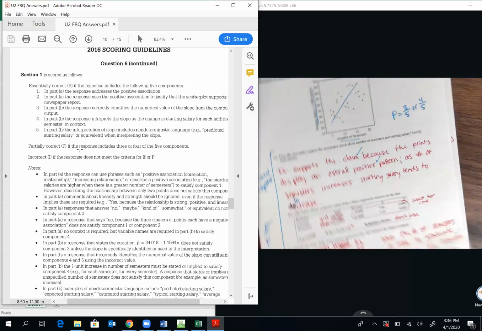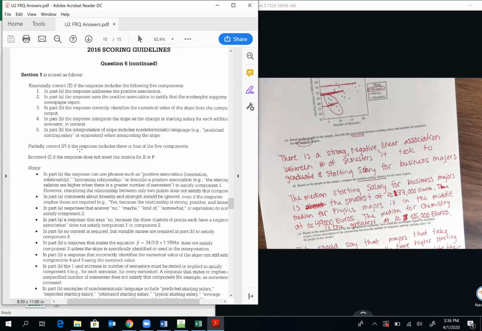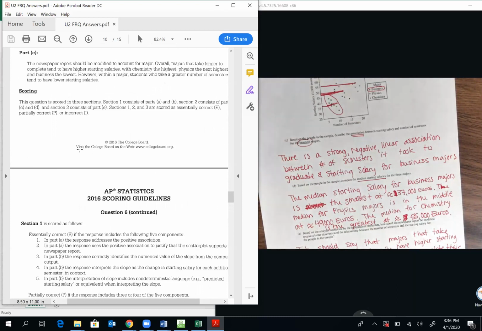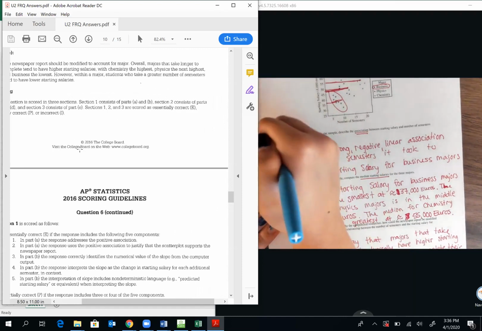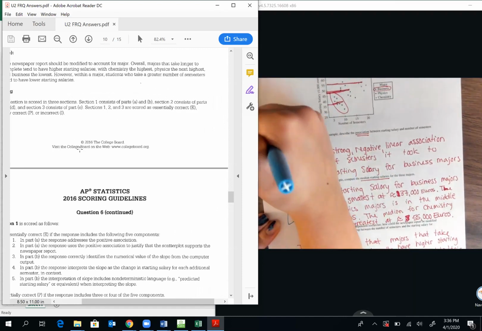Okay, let's look at part C. Section 1 consists of parts A and B. Section 2 consists of C and D. So C and D are also scored together.